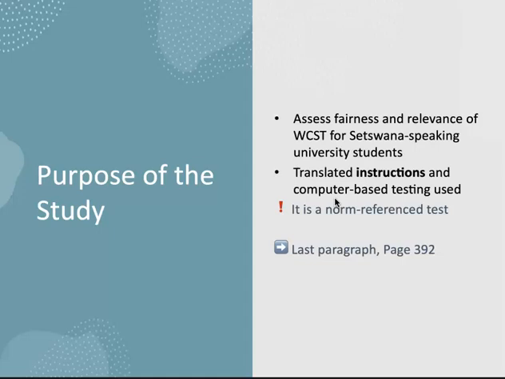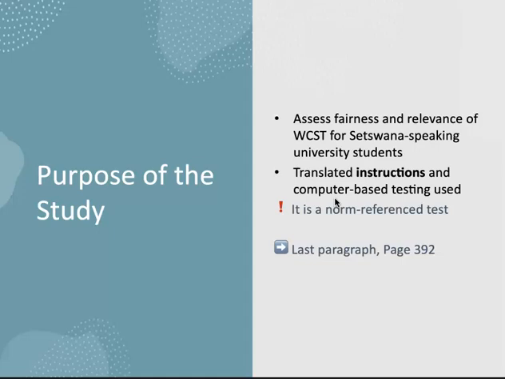Right, so the purpose of the study. See last paragraph on page 392. It says, we aimed to conduct a preliminary standardization of the Wisconsin Card Sorting Test, WCST for short, for Setswana speaking university students. So the authors wanted to test whether the WCST works well for Setswana speaking university students. They used a computer version of the test and translated the instructions to reduce human error.